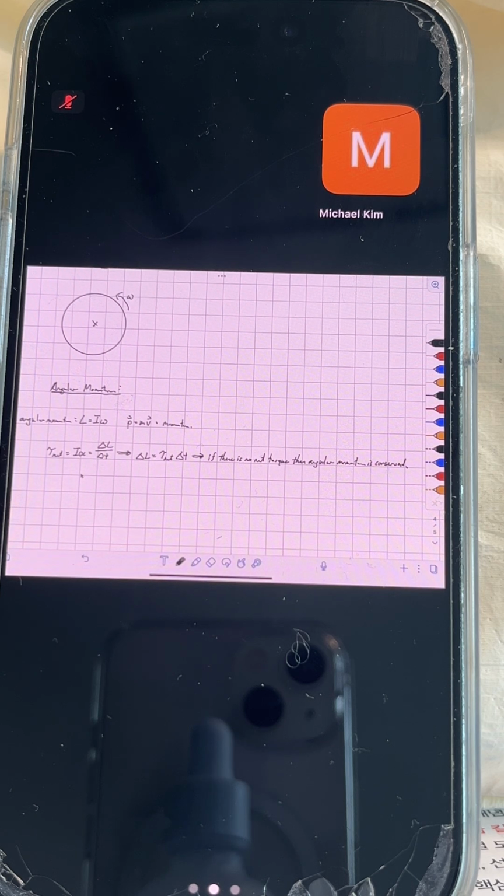Okay. And so again, this is exactly analogous to what we had in the translational world, right? Where there we have that our F net is MA, but I could also think about this as being dP dt, and then this said that my change in momentum is just my net force times delta T. And so this said again, if no net force, then regular momentum is conserved.